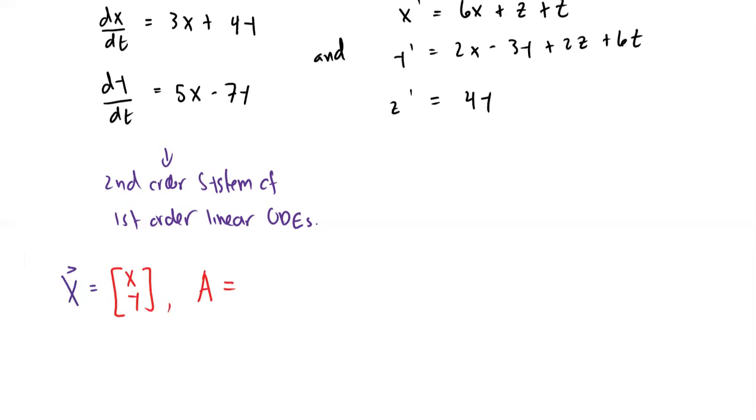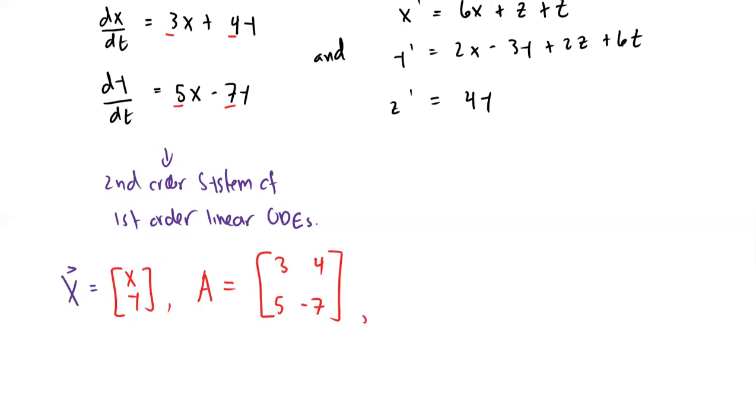Okay? So in this case, what's our matrix? Well, let's look at the coefficients. The first row corresponds to the coefficients of the dependent variables in the first equation, so it's going to be 3, 4. The second row corresponds to the coefficients in the second equation, which are 5 and negative 7.